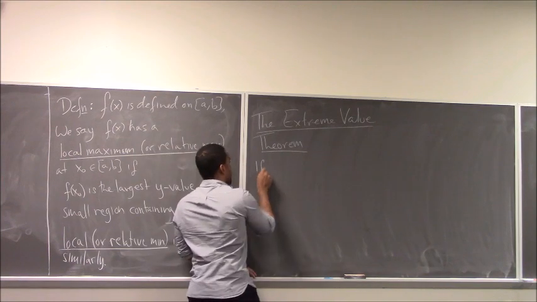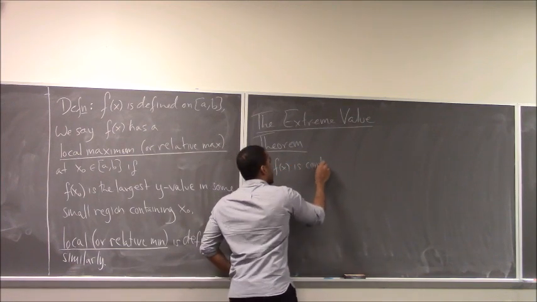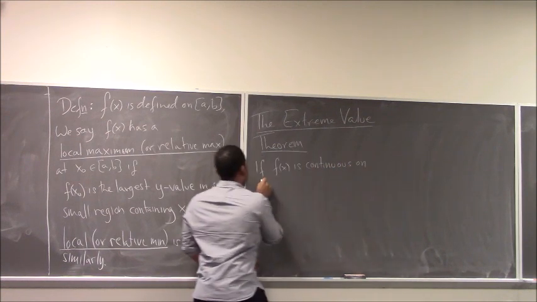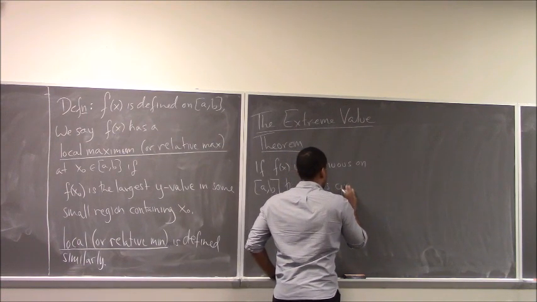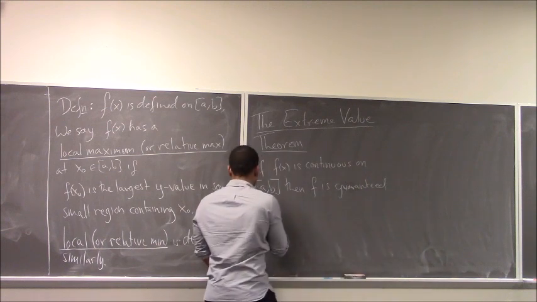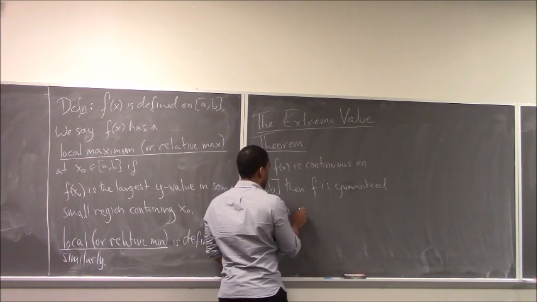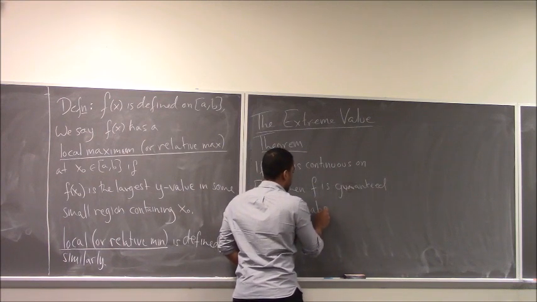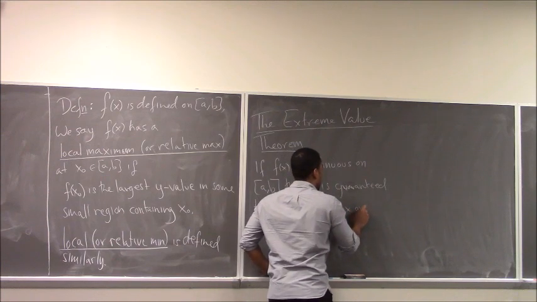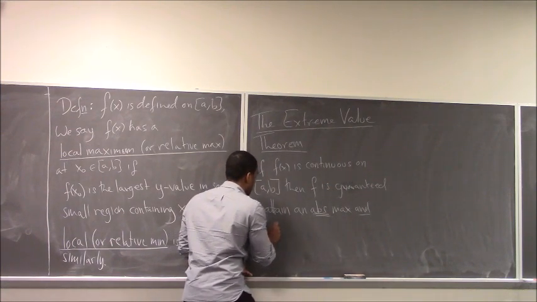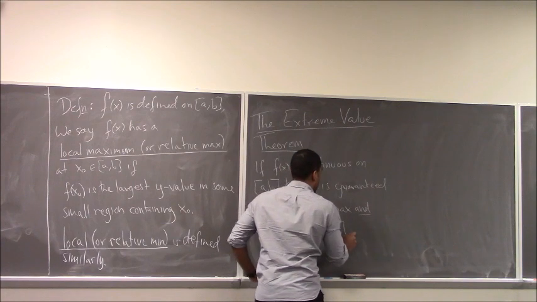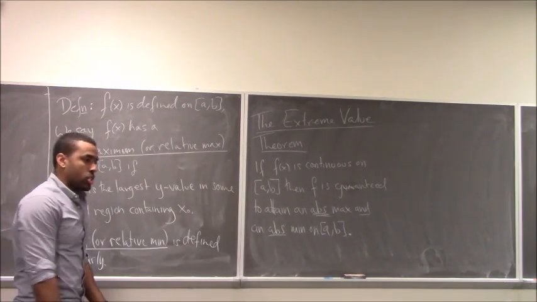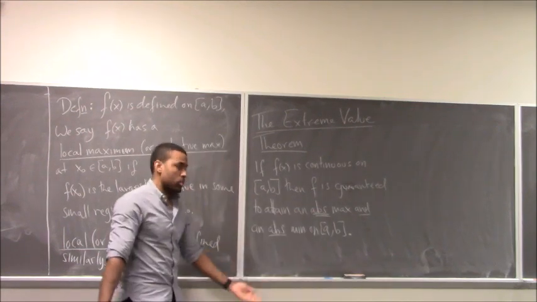This one says if f of x is continuous on [a, b], then f is... So there's a theorem that tells us that in certain situations we're guaranteed to be able to locate these guys. We're guaranteed that they exist.